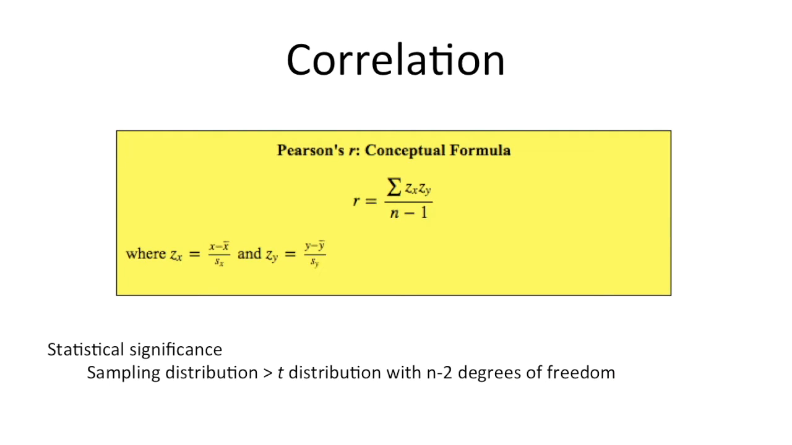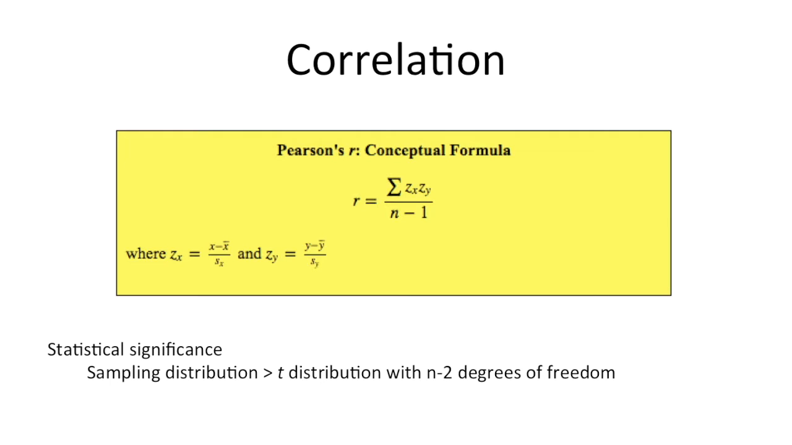Next, let's look at correlations. This is the conceptual formula from your online notes for Pearson's r. There are many different types of correlations that you could compute. Pearson's r is the only one that we're going to look at in this course. It is by far the most commonly used correlation coefficient, and it is used when you have two quantitative variables. So X and Y must both be quantitative variables.